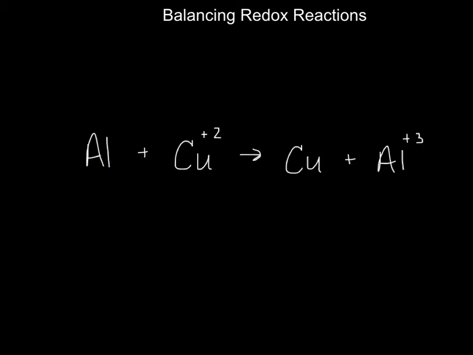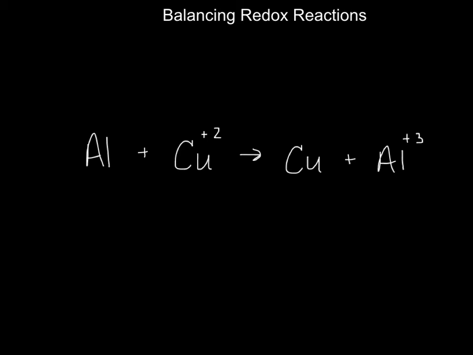So now let's take a look at one more example. So first I need to check and assign my oxidation numbers. So my copper over on my reactant side and my aluminum on my product side both already have their oxidation numbers assigned. And when you need to balance a redox reaction, you're going to see it in this format.